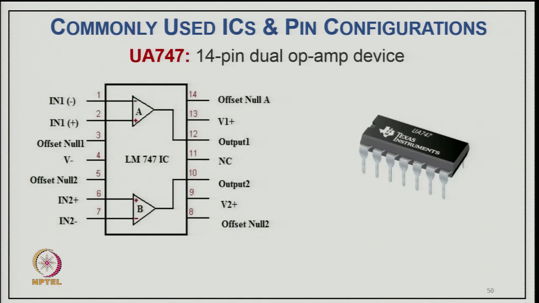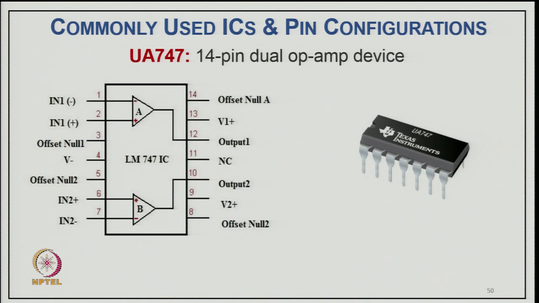Another commonly used chip is typically the UA747, which is a 14 pin dual operational amplifier. This is also a double operational amplifier, as you can see here. Starting with the pins, we have inverting and non-inverting inputs 1 and 2 for the first unit, then we have offset null, then V minus as the fourth terminal, which is normally common for both, and offset null as pin 5.